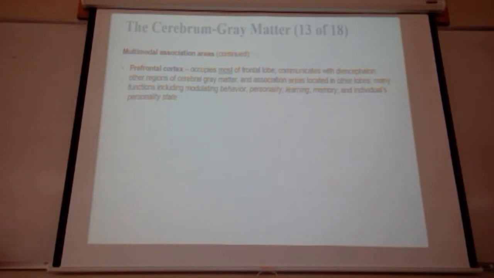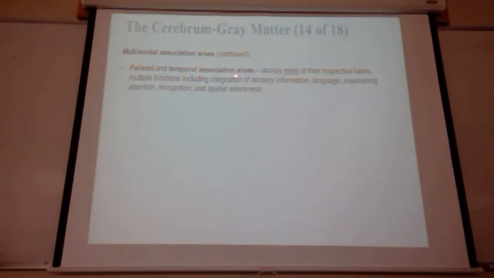The prefrontal cortex occupies most of the frontal lobe and communicates with the diencephalon, other regions of the cerebral gray matter, and the association areas in many of the lobes of the brain. Its many functions include modulating behavior, personality, learning, and memory. The parietal and temporal association areas occupy most of their respective lobes. They have multiple functions, including the interpretation of sensory information, interpretation of language, maintaining attention, recognition, and spatial awareness.